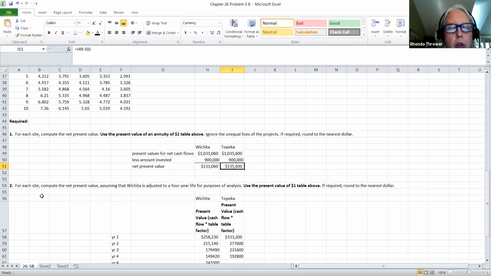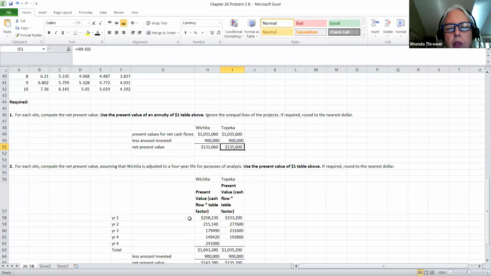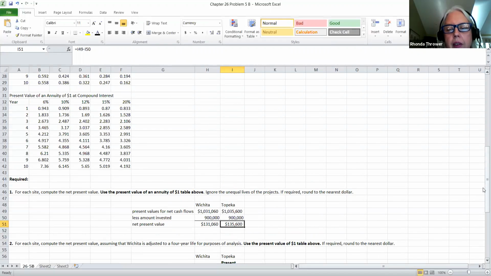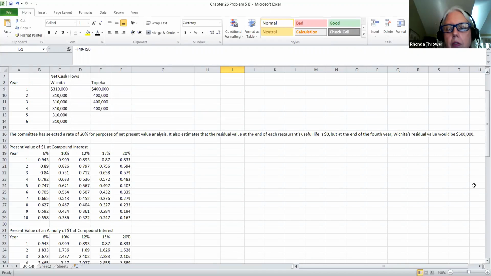Now in part number 2, we're computing net present value, assuming that Wichita is going to be adjusted to a 4-year life. What happens with Wichita is that we're going to have to find the present value of the annuity amount for each of the 4 years, and then we're also going to have to calculate the present value for the residual value that's left over at the end of the 4th year. So all this information is coming from what was given.